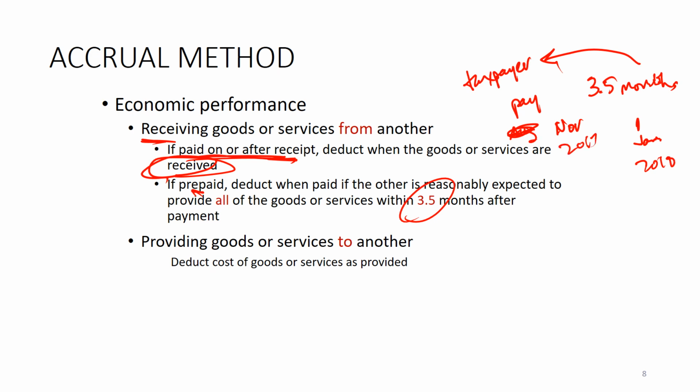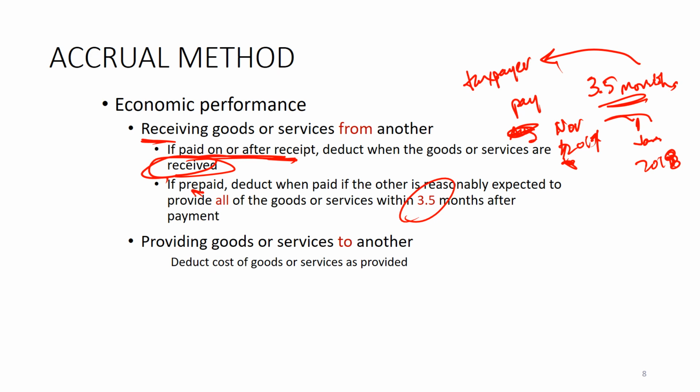Then the question is, well, do we deduct it in the 2017 tax year or do we deduct it in the 2018 tax year? And if we have the 3.5 month rule, then apply that we expect we're going to receive it, we should receive it in the next tax year, and it's within 3.5 months after we make this payment, then we're good. We can go ahead and deduct it in the 2017 tax year.